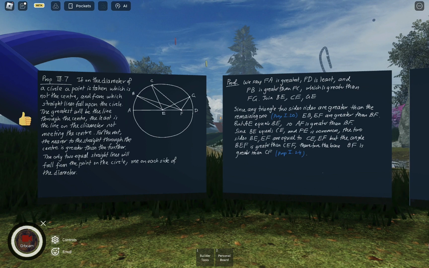Okay, so I feel like I kind of missed the statement about AF being greater than BF. Oh no, I did say that, right? AF is greater than BF, right? And now we know BF is greater than CF for the same reason. CF is greater than GF.